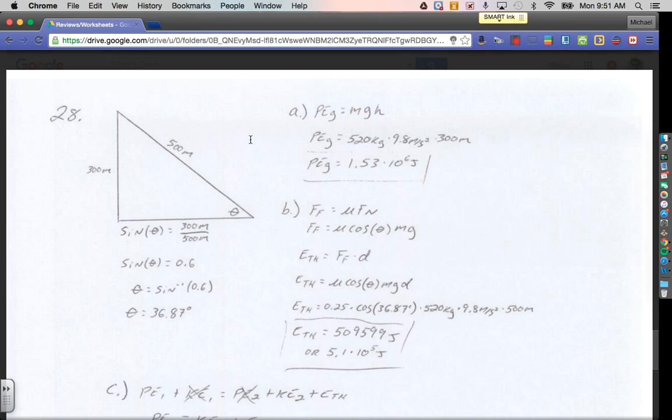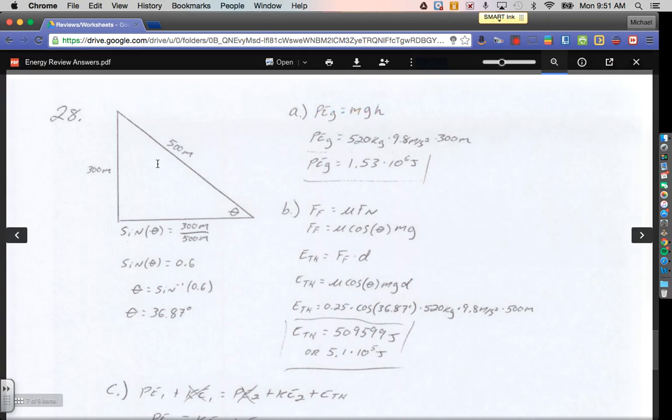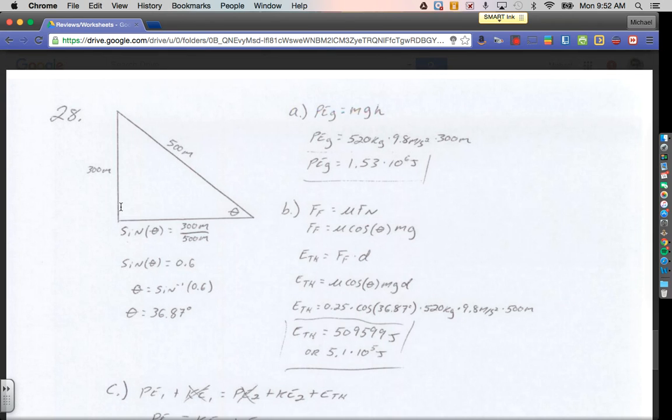Here's the answer number 28 from the energy review paper. During a rock slide, a 520 kilogram rock slides from rest down a hillside that is 500 meters long. That's the hypotenuse of our triangle, and is 300 meters high. The coefficient of kinetic friction between the rock and the hill surface is 0.25.